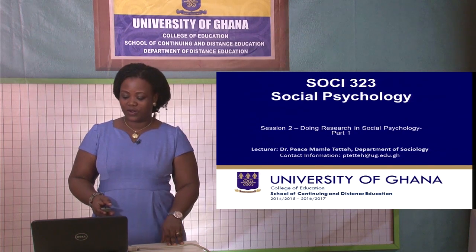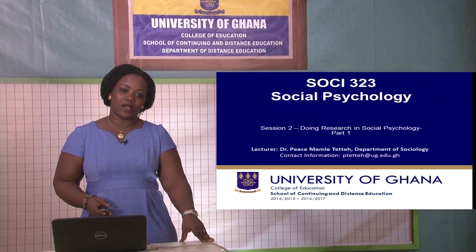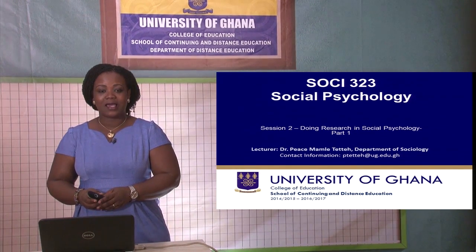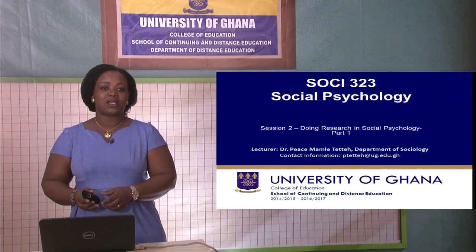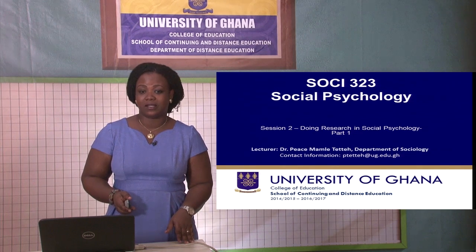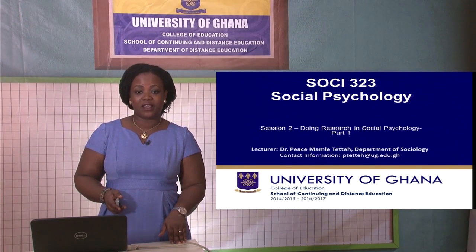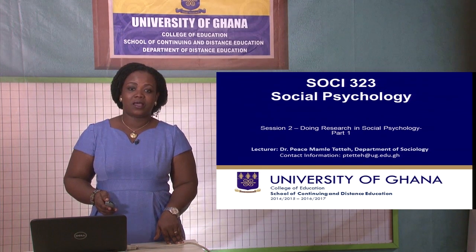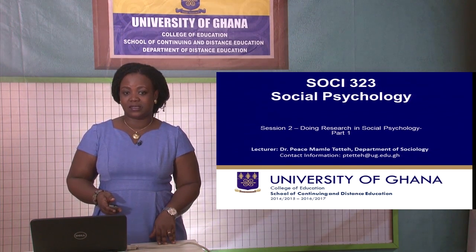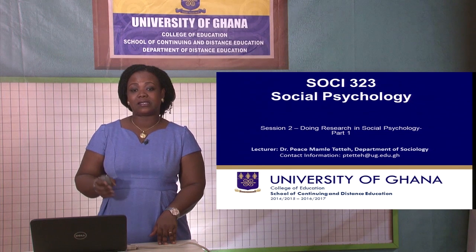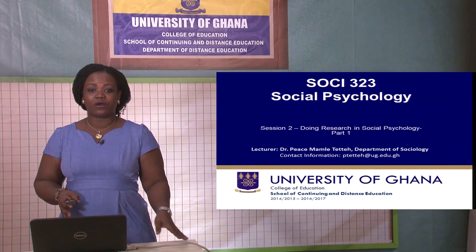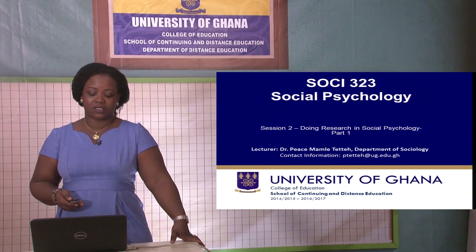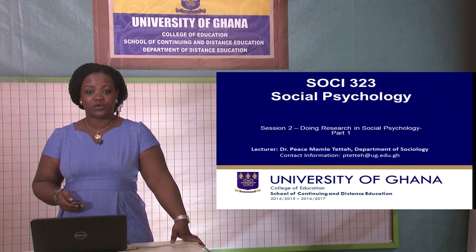This is session 2, and if you recall, in session 1 we established the fact that social psychology is a science. It is a science because it adopts scientific methods in the study of human behavior and mental processes. In this session, we are going to look at some of these methods. In all, we are going to look at 6 methods, 4 of which are going to be discussed in this session. How do social psychologists go about conducting their research?